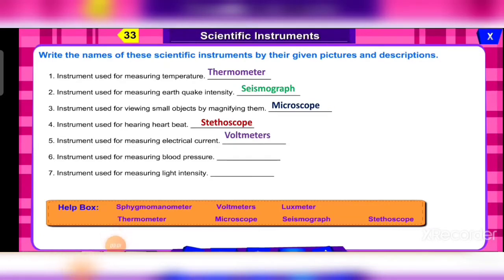Number 6, instrument used for measuring blood pressure, and it is also known as a blood pressure monitor, and the answer is sphygmomanometer. Number 7, instrument used for measuring light intensity. So kids, it is an instrument used for measuring brightness, and the answer is lux meter.